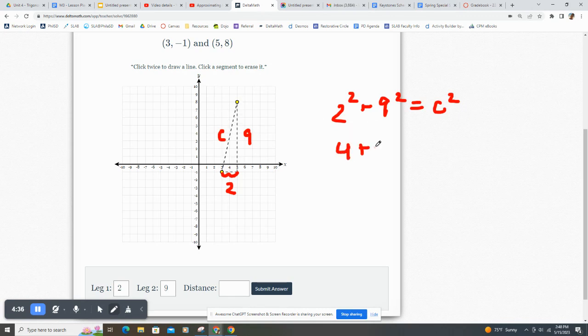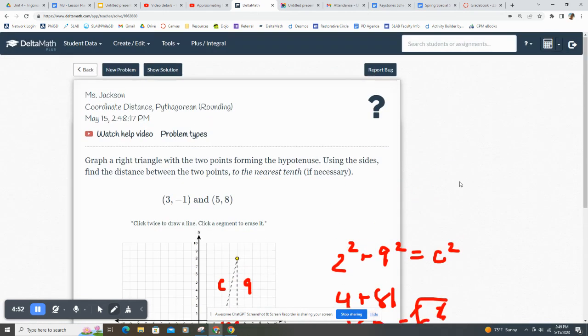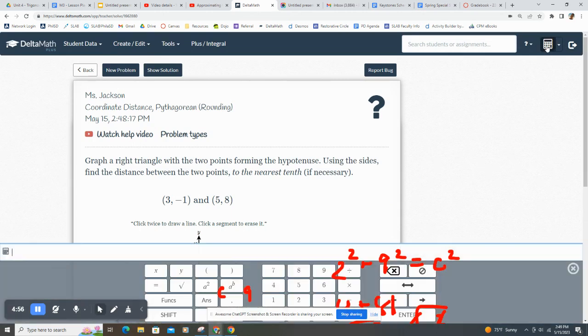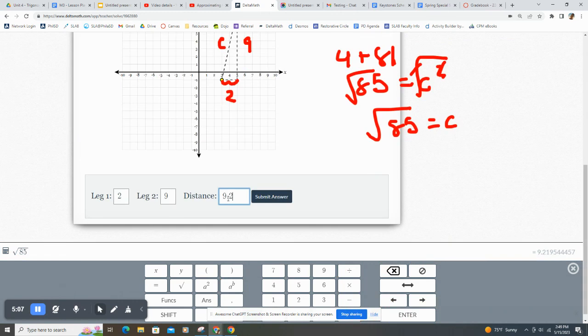So 4 plus 81, which is 85, will give us C squared. That means that C has to be equal to the square root of 85. If I put that in my calculator, let's see what we get. The square root of 85 is not a nice number. It looks like the square root of 85 is 9.2 rounded to the nearest tenth. So I'm going to put that in, 9.2 rounded to the nearest tenth.